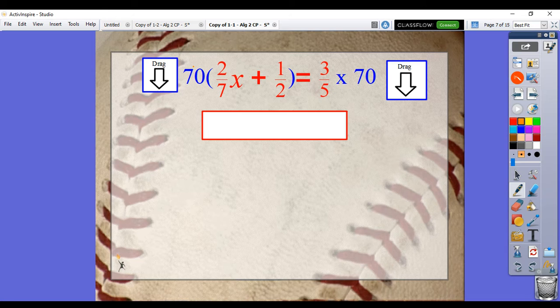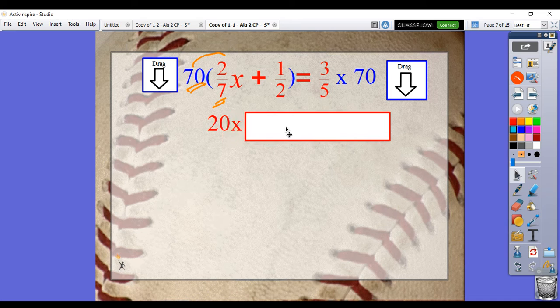You can multiply 70 directly by 2 over 7, if you can do that easily. If you don't have a calculator, you can simply divide 70 by 7. That makes it 10. 10 times 2 will give you 20, and there's an x here, so it becomes 20x. Then 70 times a half is obviously going to be 35.